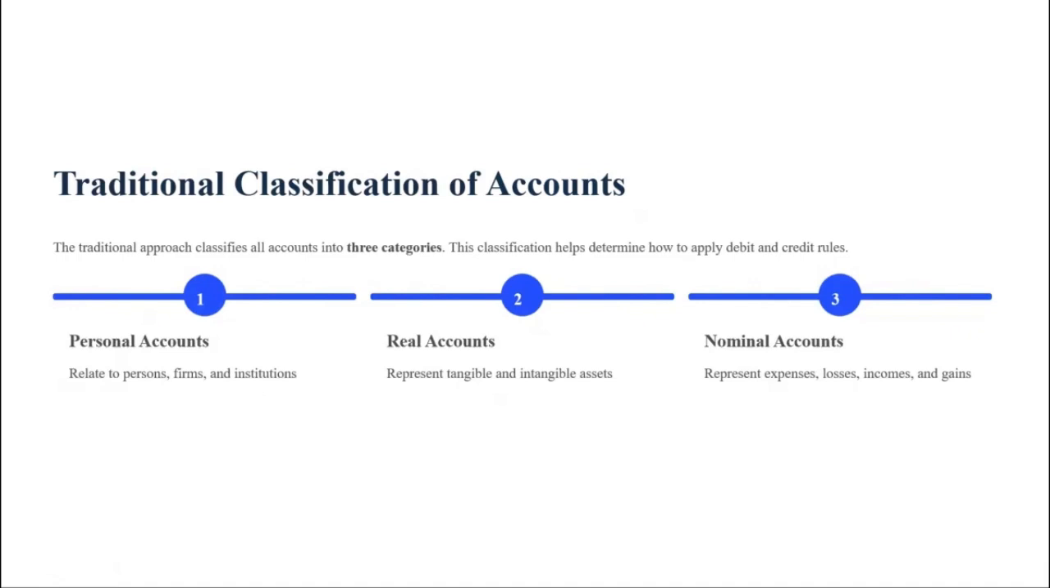Brief recap. So far, we have established that every transaction has a dual aspect and we record this in T accounts. We have also seen that accounts are categorized as personal, real, or nominal to help us decide how to record them.